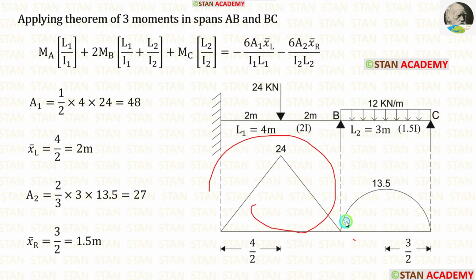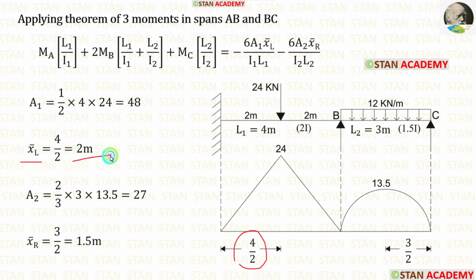Both of these diagrams are symmetrical, so the centroid lies in the center. X bar left is equal to 4 upon 2. We will get 2 meter. X bar right is equal to 3 upon 2. We will get 1.5 meter.